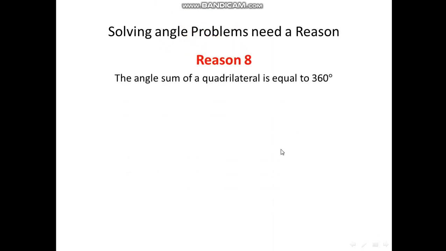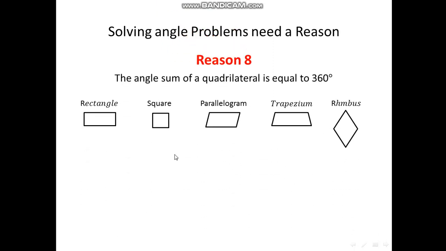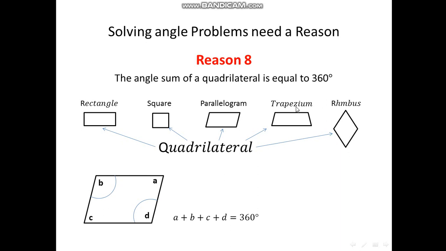What is now the eighth reason? The eighth reason is we speak about quadrilaterals. All these are called quadrilaterals: rectangles, square, parallelogram, trapezium, rhombus. Why? Because they have four sides, four angles. That's why they are quadrilaterals. You can name any one of these quadrilaterals, but they have special names. So if I take the parallelogram, we have these four angles. They all add up to 360 degrees.